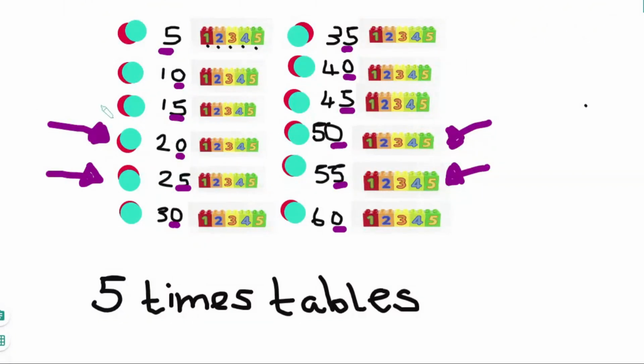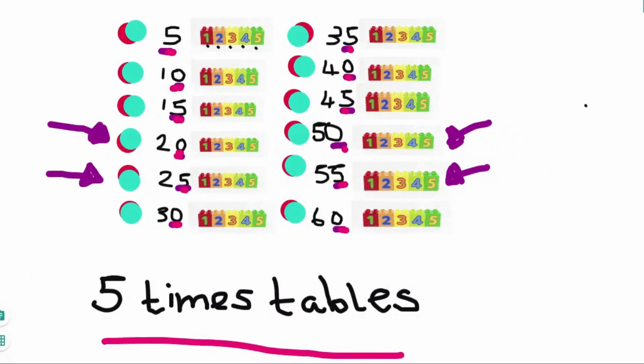All of the numbers in our 5 times tables end with a 5 or a 0. Look, 5, 0, 5, 0, 5, 0, 5, 0, 5, 0, 5 and 0. So that's another way that can help us to remember our 5 times tables.